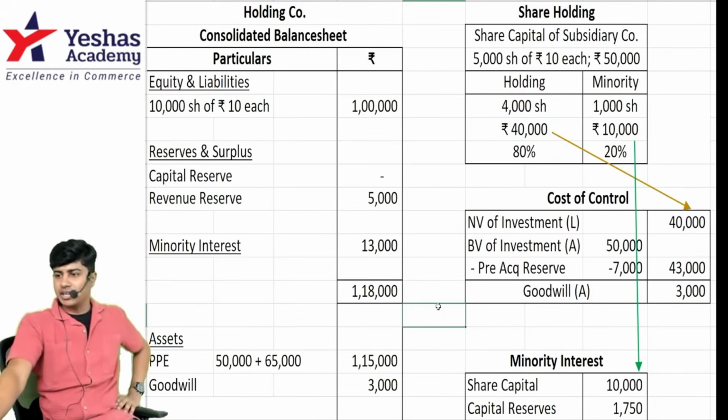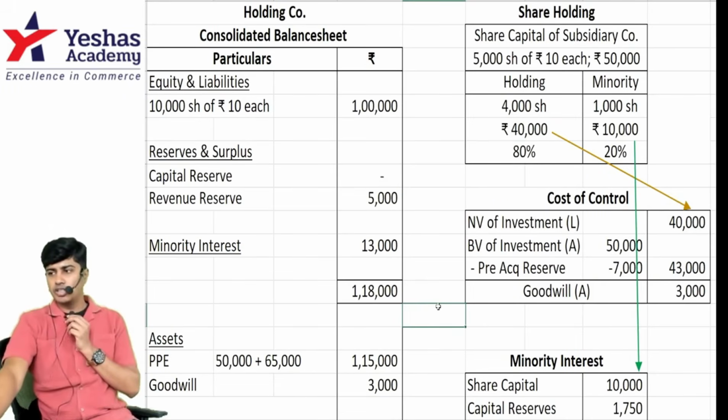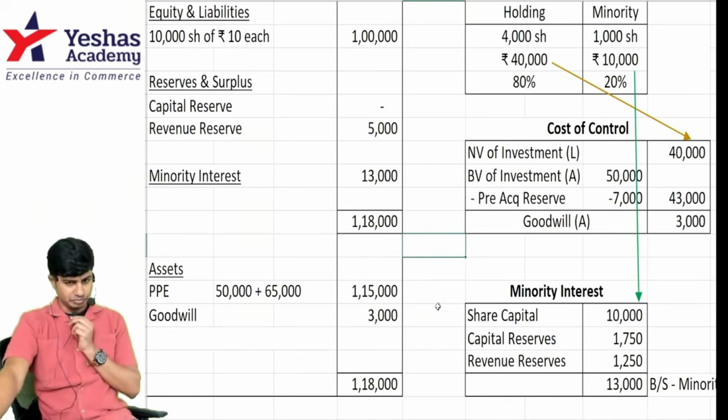1 lakh 5 and 13. 1 lakh 18. Did it tally at 1 lakh 18? Cost of control, you got 3,000 goodwill. Check, check, check, check, check.